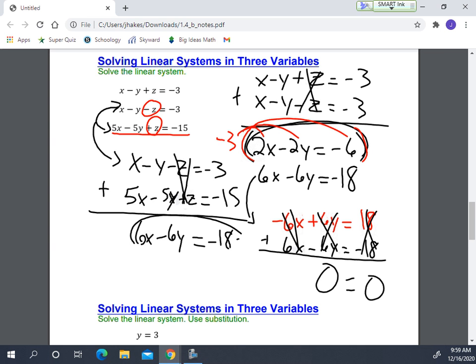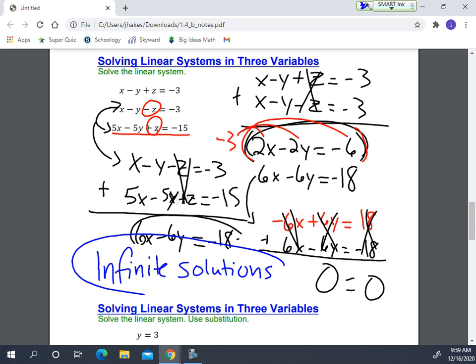When we get two numbers that equal each other, that means no matter what you plug in for x, y, and z, you will get infinite solutions. So no matter what you plug in, you will get infinite solutions. Whenever you get two numbers that equal themselves, it is infinite solutions.